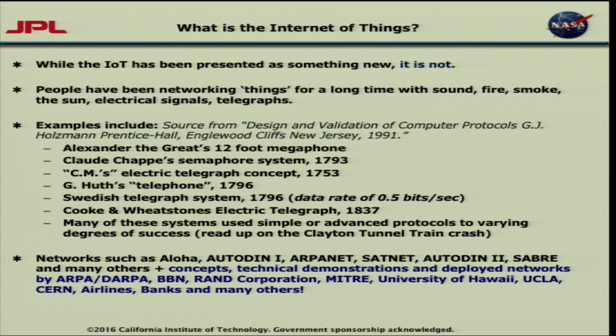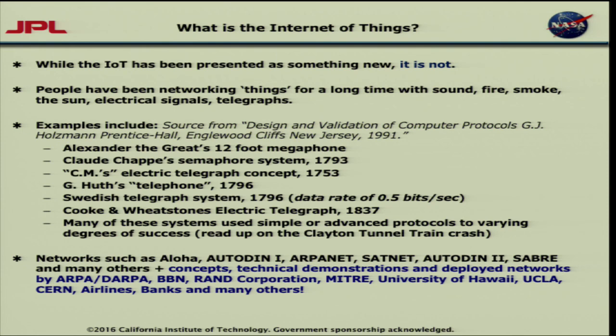Some networks that existed over the past 40 years are Aloha, Autodyn, ARPANET, SatNet, Autodyn 2, Sabre, which is used in the airline industry, and many others. And if you read publications by some of these organizations, UCLA, University of Hawaii, and lots of other places, you'll find a lot of documentation on their efforts in networking.